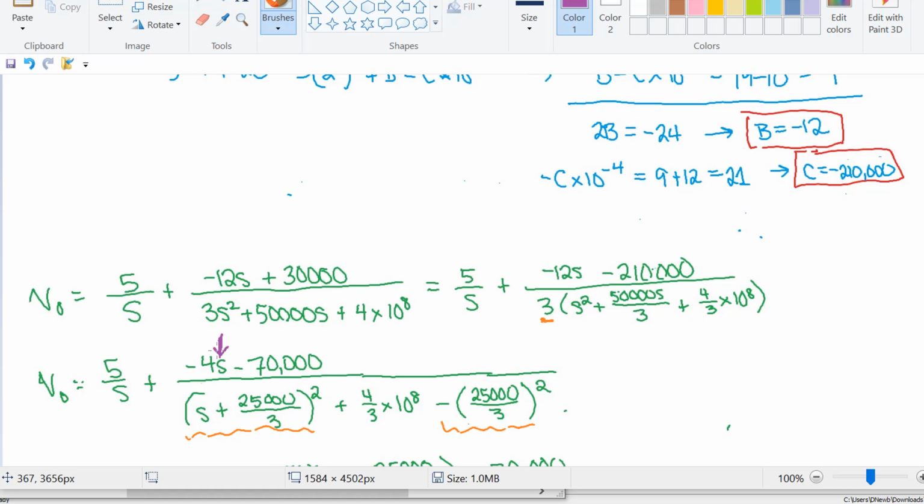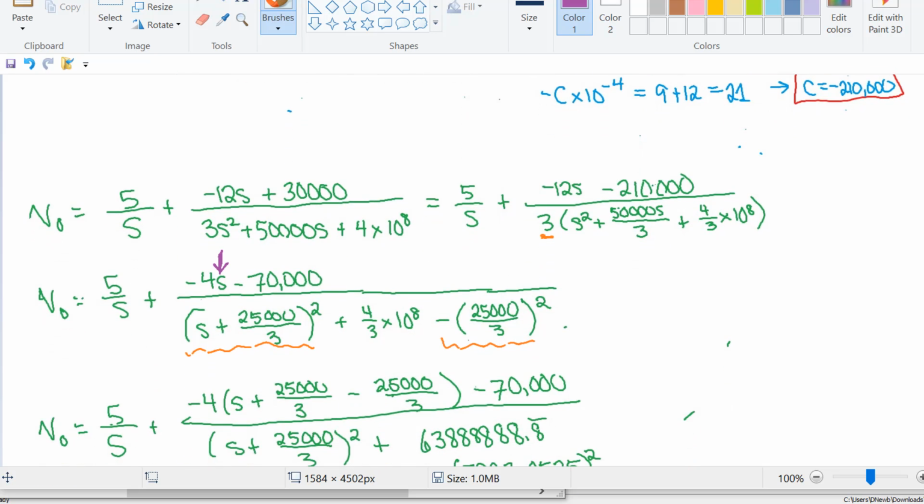So I'm just gonna leave that -4 out in front, parentheses, add and subtract, which is what you see me do in this next step. So I have s plus 25,000 over 3 minus 25,000 over 3. Then I kind of leave this part alone, and then I'm going to distribute the -4 to this term and combine it with the other constant. And then in the denominator, I have the s plus a squared plus those other two constants. So all I did was combine them.